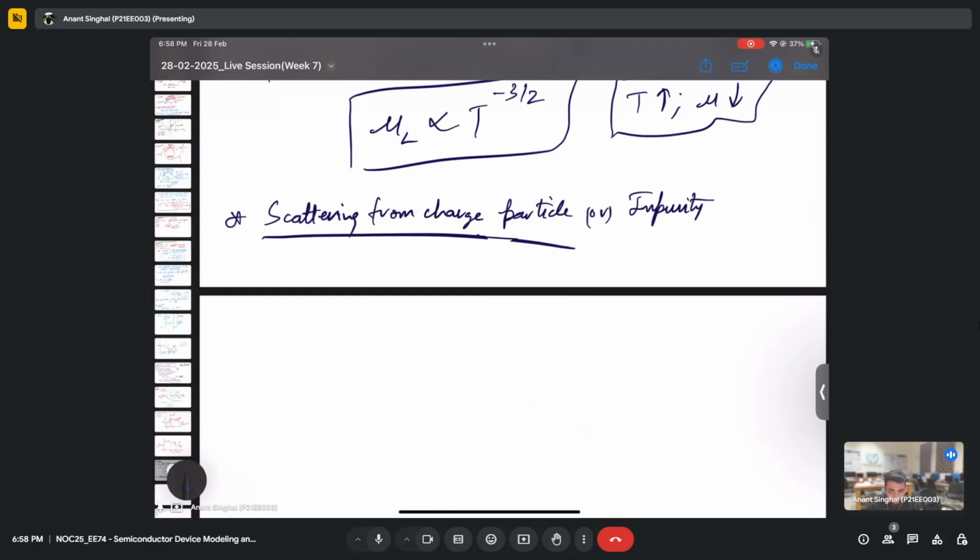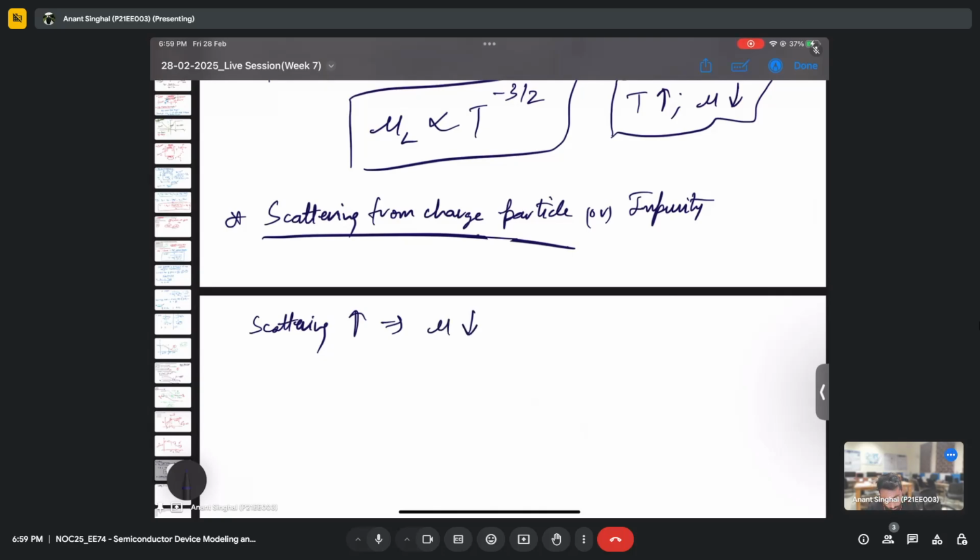So let's say I have an electron which is in some lattice and it is spending more time with the impurity. What do you think, will the scattering be higher or lower? Sir, higher, sir. Yeah, so the scattering will be higher and again the mobility will reduce, right? So if it spends more time with the impurities, the scattering will be higher and the mobility will reduce.